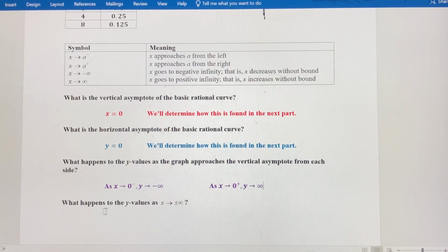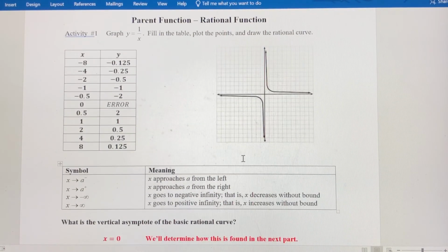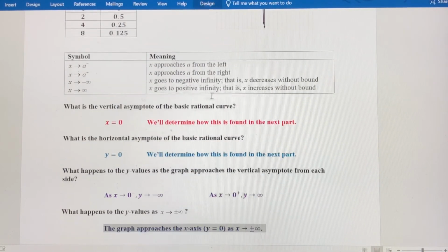Last thing here, what happens to the y values as x approaches positive infinity or negative infinity? We'll start with negative infinity. As x approaches negative infinity, we've got x at negative 1/2, negative 1, negative 2, negative 4, and negative 8. As x keeps getting more and more negative, going towards negative infinity, the y value gets closer and closer to 0. So we say y approaches 0. The graph approaches the x-axis, y equals 0, as x approaches negative infinity.